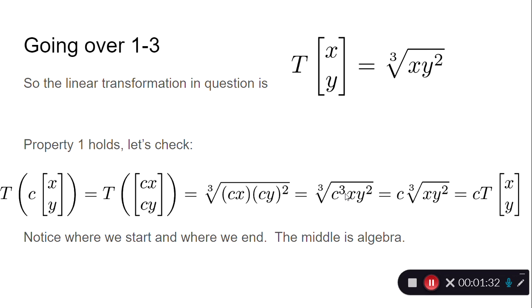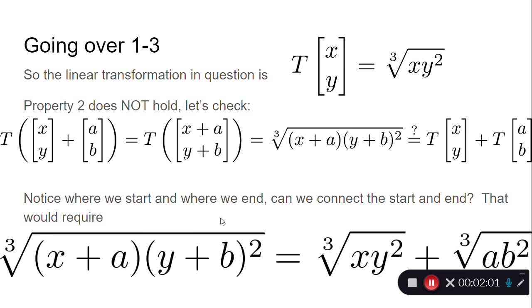And then I simplify this. I get a c cubed. I can pull a c cubed out. I have c times this cube root. But this cube root is exactly what T does on a vector. So I replace this with cT on the vector. I should have parentheses here. So good. I was able to start at the left and then use algebra and the definition of the transformation to end up at the right. Great.